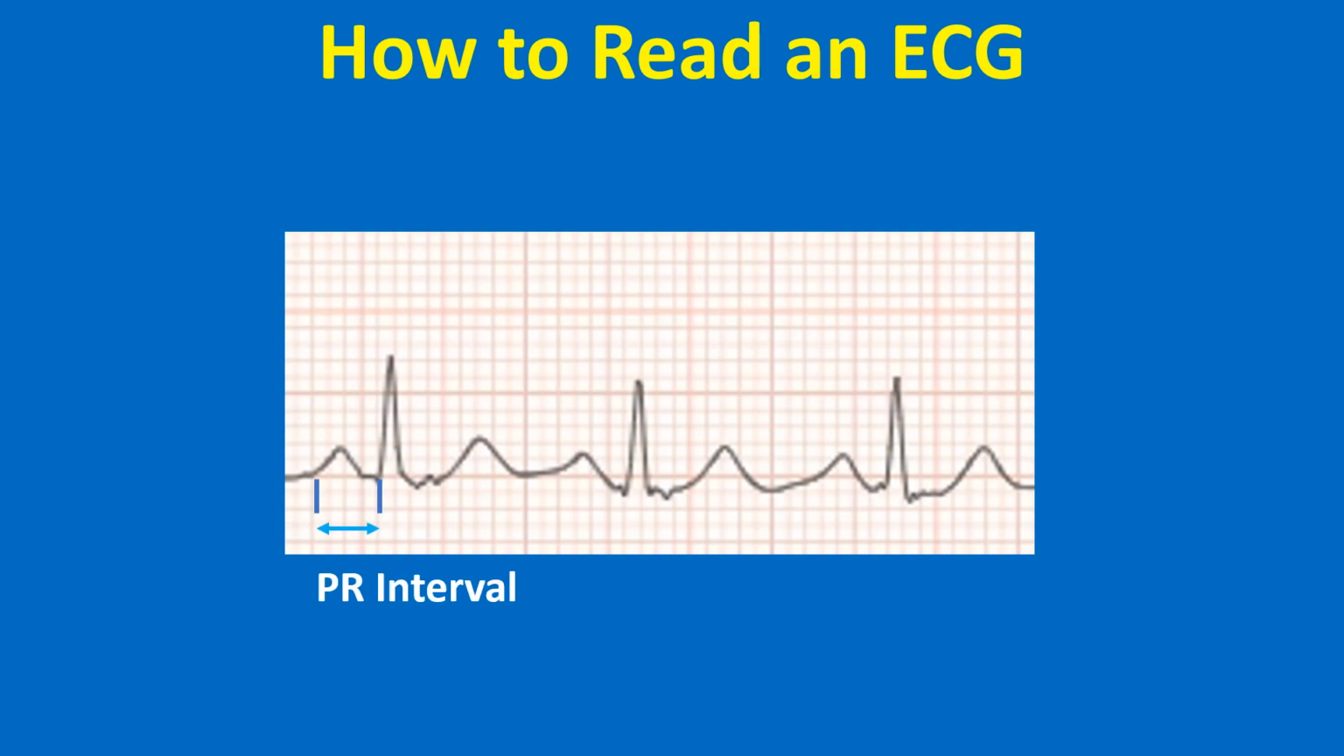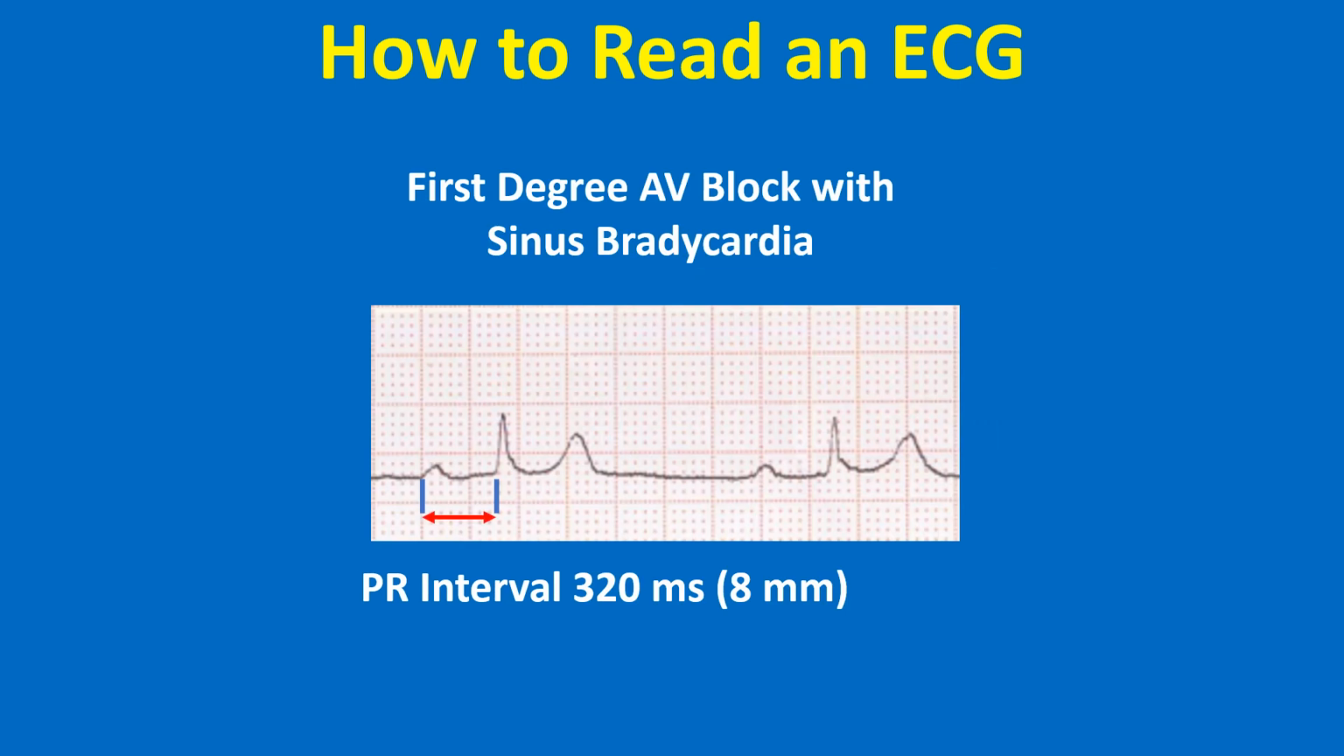PR interval is measured from the beginning of the P wave to the beginning of the QRS complex. So it includes P wave and the PR segment. Normal PR interval is 120 to 200 milliseconds, which will correspond to 3 to 5 millimeters on standard ECG paper. When the PR interval is prolonged, it is called first degree atrioventricular block.